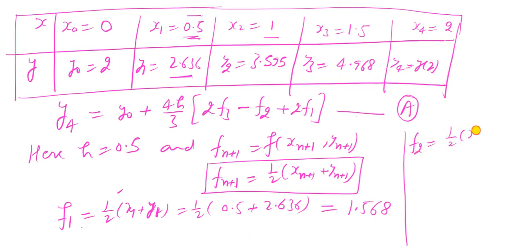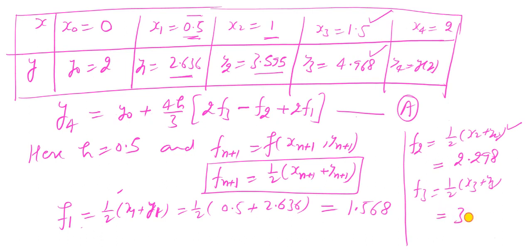Now put n is equal to 1, then we obtain f2. f2 is equal to 1 upon 2 times x2 plus y2. So x2 is 1, y2 is 3.595, and taking both values here and simplifying, f of 2 is equal to 2.298. f3 is equal to 1 upon 2 times x3 plus y3. x3 is 1.5, y3 is 4.968 and this value is equal to 3.234. Now substitute the values of y0.